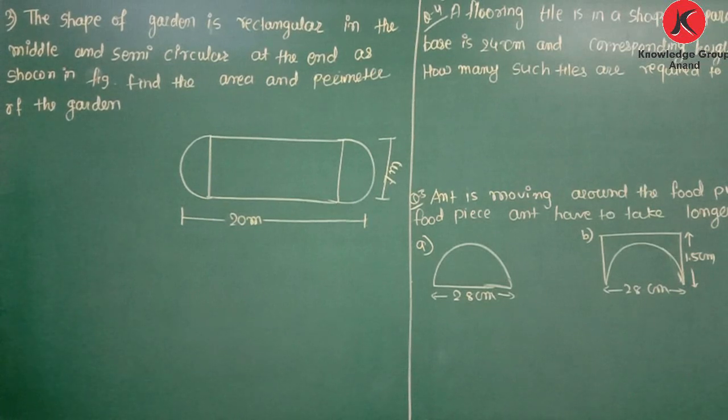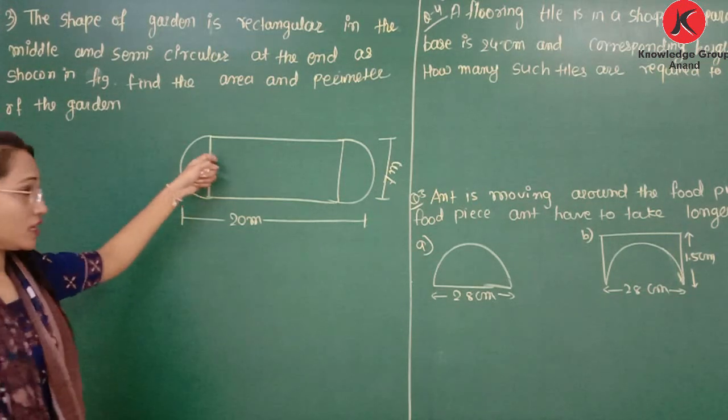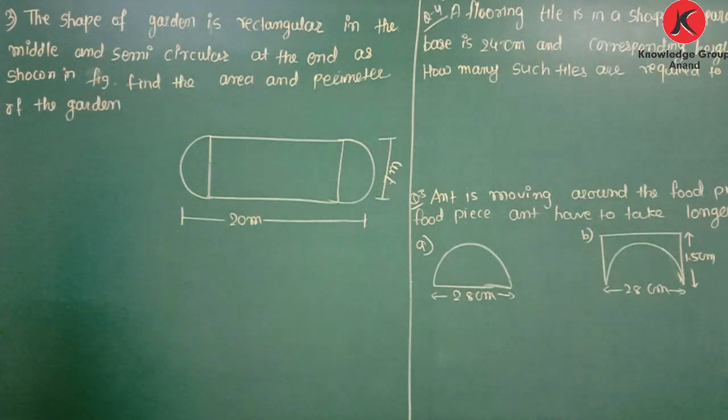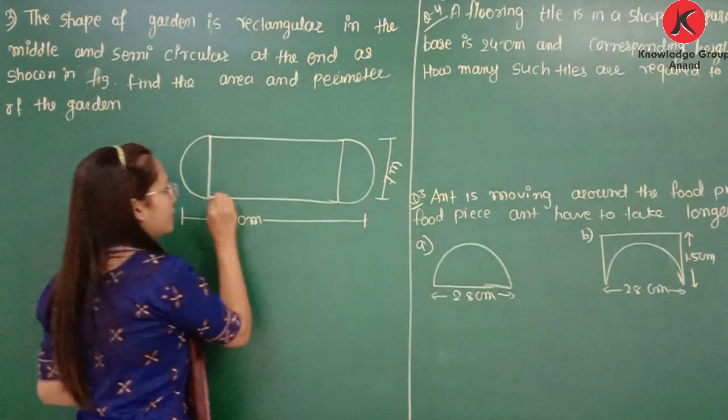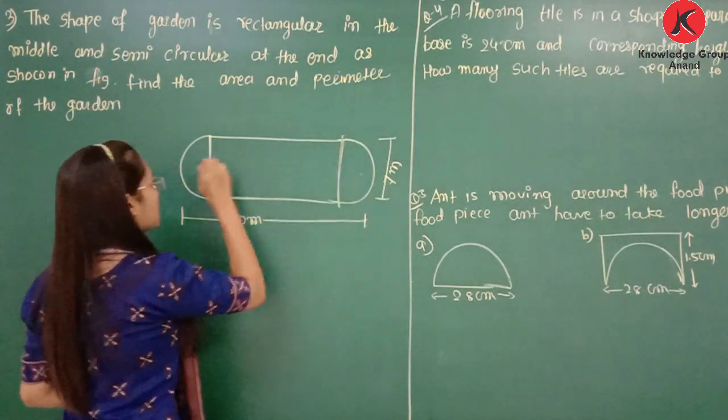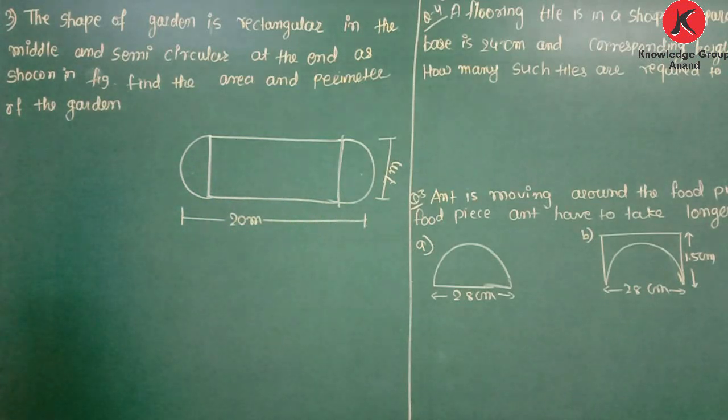Now the next question. The shape of the garden is rectangular in the middle and a semicircle at the end, as shown in the figure. Find the area and perimeter of the garden. So this is a figure of a garden, a rectangle in the center and a semicircle at the end. We need to find the area and perimeter of this garden.